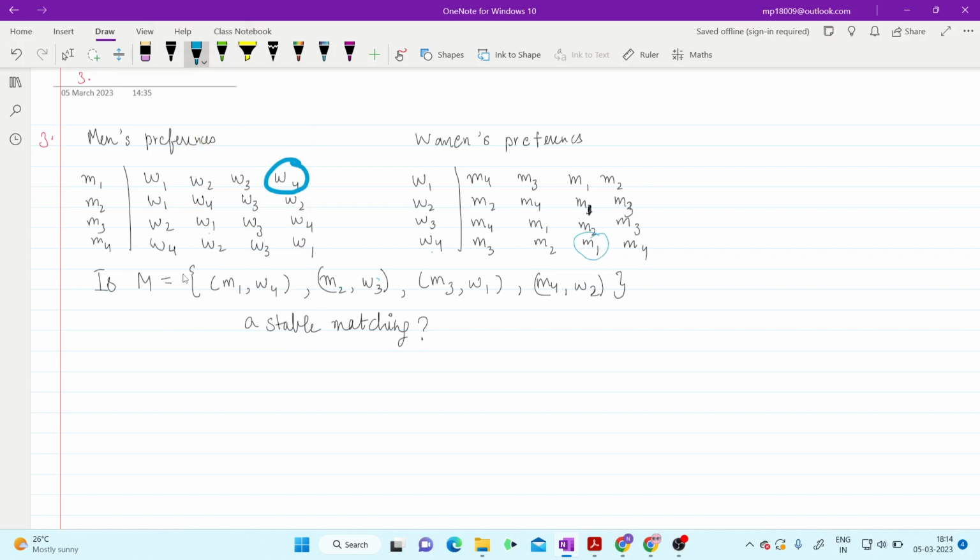M2 is assigned W3 and W3 is assigned M2. M3 is assigned W1 and W1 is assigned M3, and M4 is assigned W2 and W2 is assigned M4. So what do you think? Is this a stable matching?